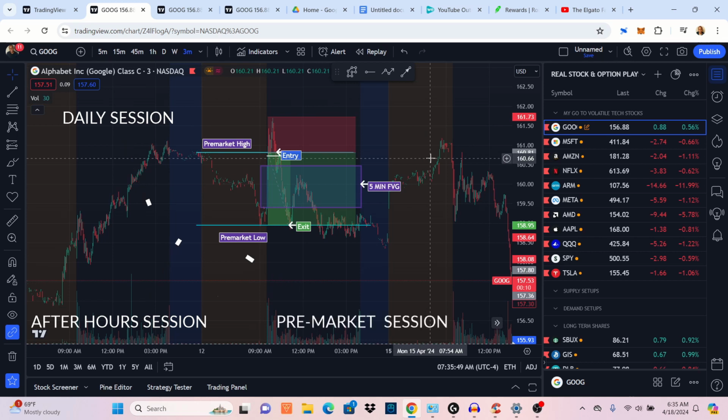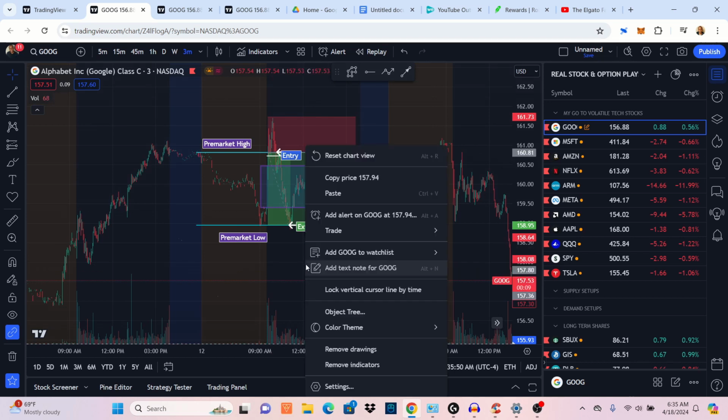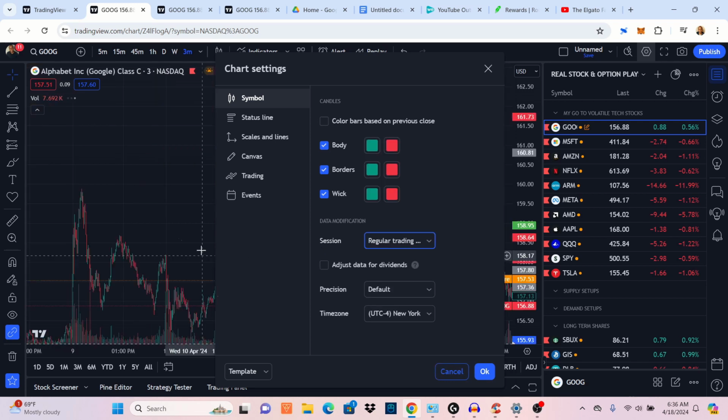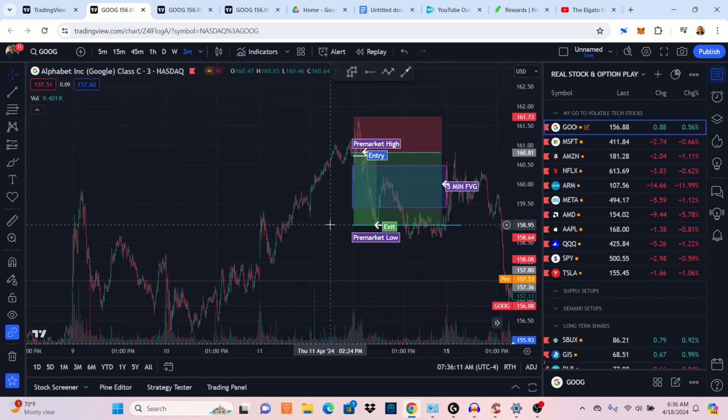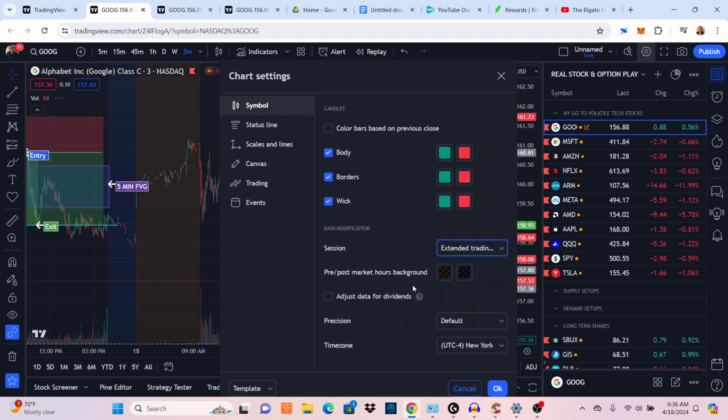If your TradingView does not look similar to this, you'll have to go to your session tab. You right click, go to symbol, and then go to session. There's a pretty good chance right now your canvas looks like this. In order to activate the extended hour session that I'm using, you right click again, go to settings, go to symbol, then go to extended hours trading.